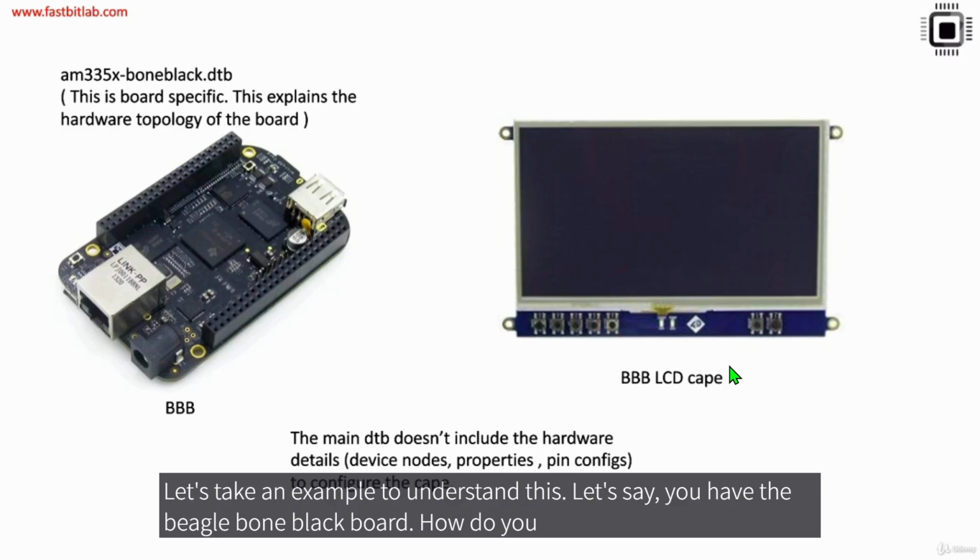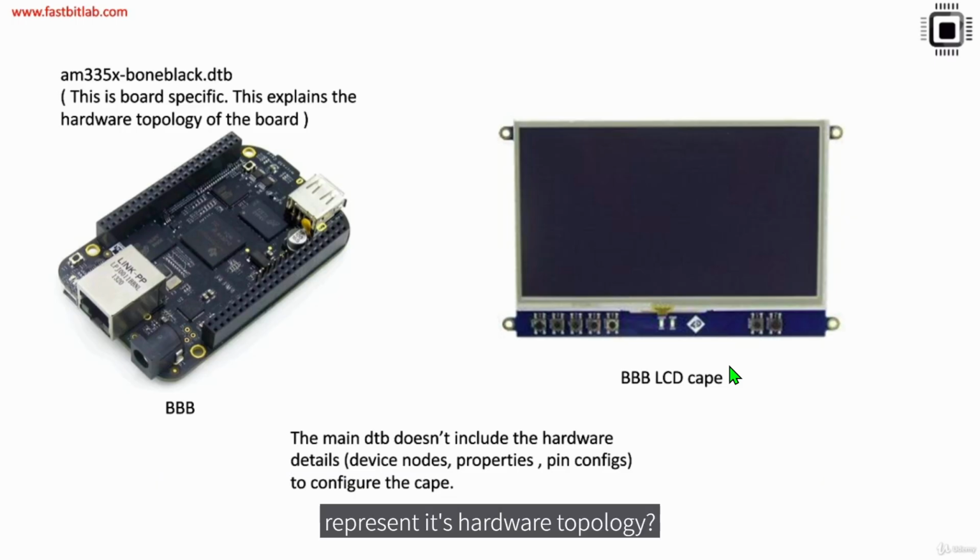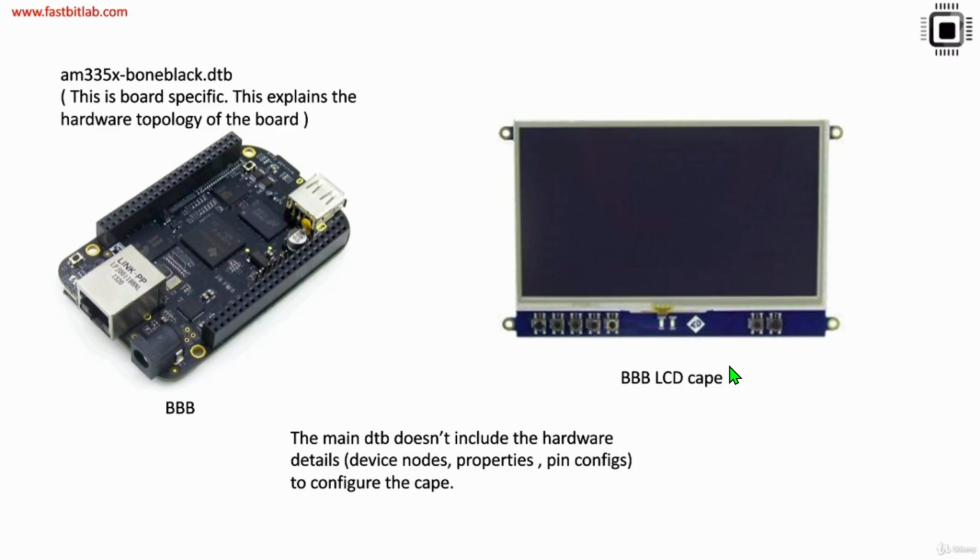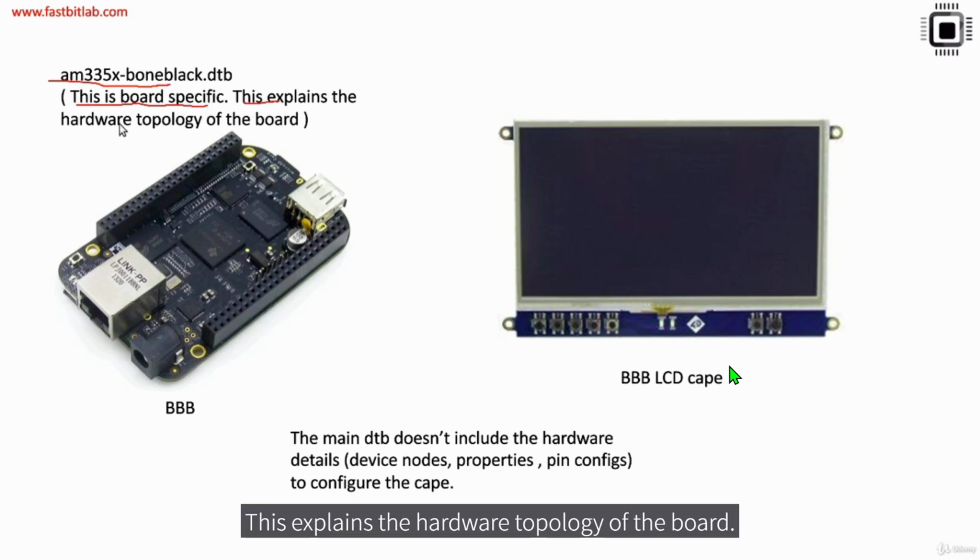Let's say you have the BeagleBone Black board. How do you represent its hardware topology? By using its device tree blob. So the device tree blob is AM335X Bone Black DTB. This is board specific. This explains the hardware topology of the board.